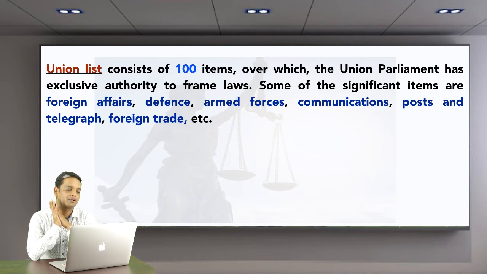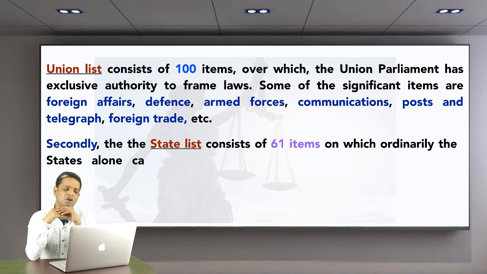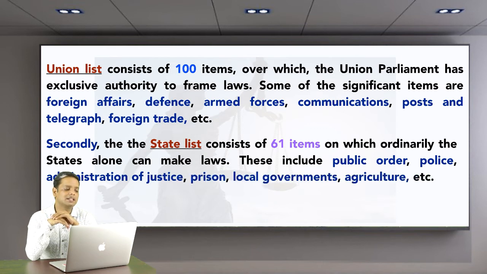The second one is the state list. It consists of 61 items, on which ordinarily the state alone can make laws. These include public order, police, administration of justice, prison, local governments, agriculture, etc. So these are the subjects over which a state can make laws on its own.